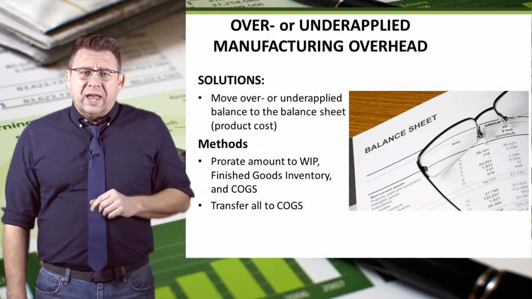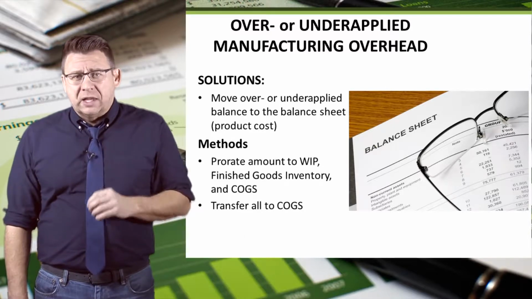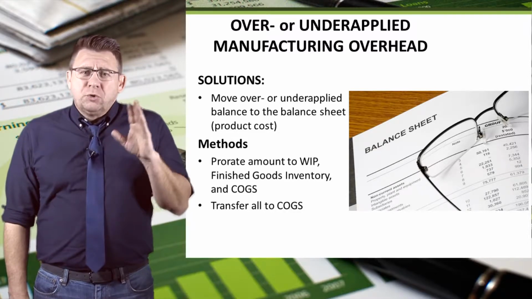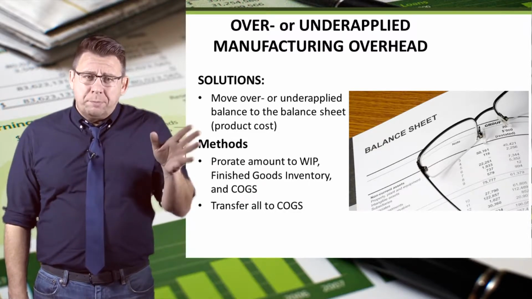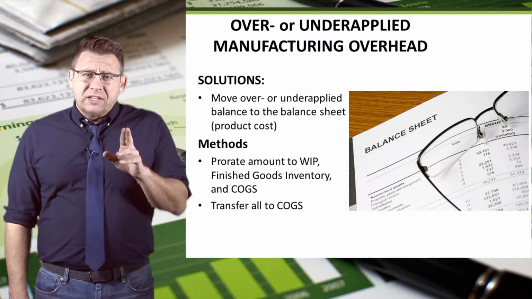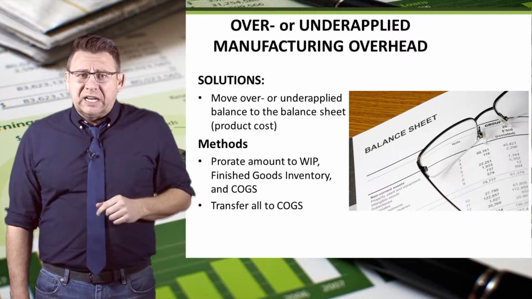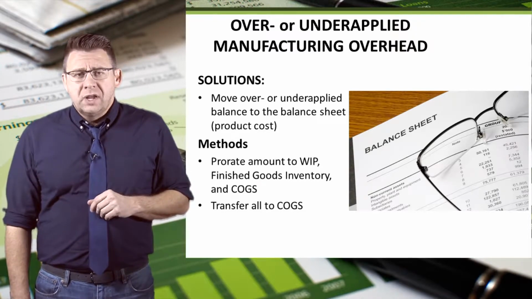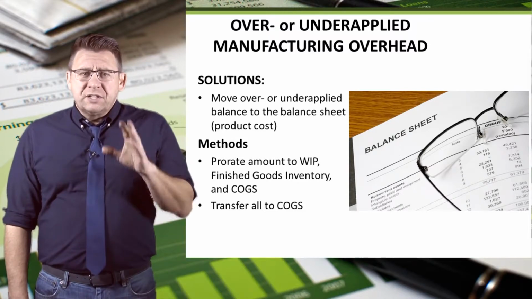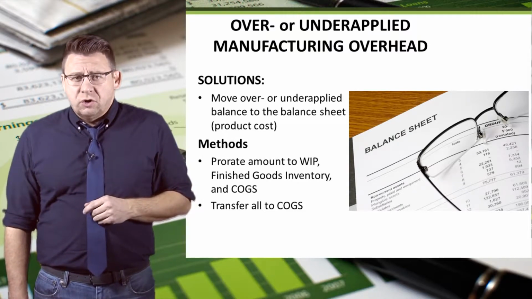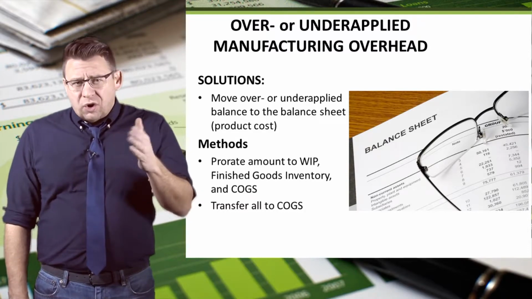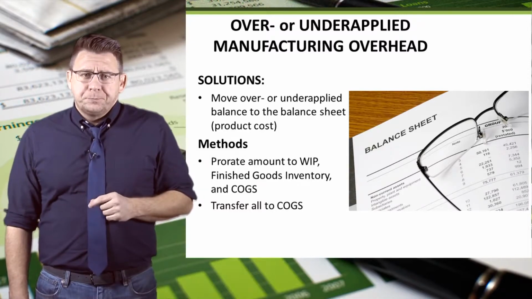There are a few different ways that companies can remove the balance from manufacturing overhead. The more complicated way is to prorate the balances between WIP, FGI, and cost of goods sold. This method is fairly common and usually taught in a cost accounting course. The simpler method, and the one that's used in Principles of Accounting, is to move the balances to cost of goods sold and just assume all of the jobs have been sold or that the amount is immaterial.